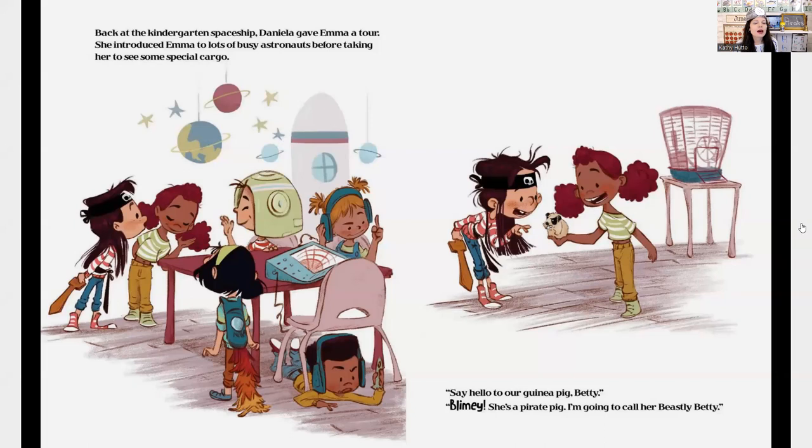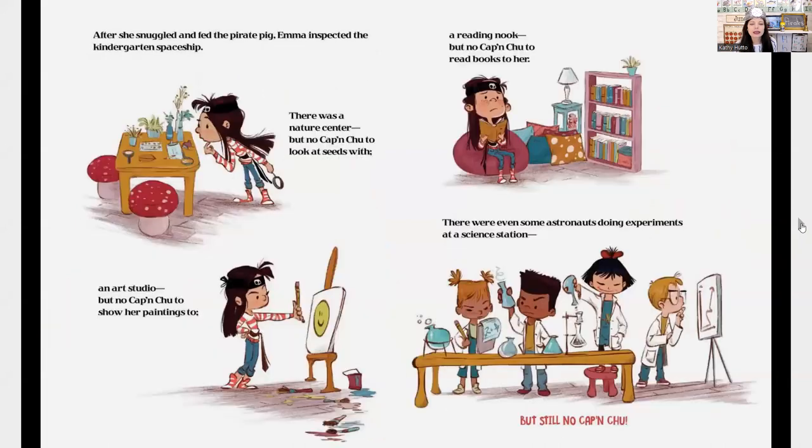Back in the kindergarten classroom, Daniela gave Emma a tour. She introduced Emma to lots of busy astronauts before taking her to see some special cargo. Say hello to our guinea pig, Betty. Blimey, she's a pirate pig. I'm going to call her Beastly Betty. After she snuggled and fed the pirate pig, Emma inspected the kindergarten spaceship.